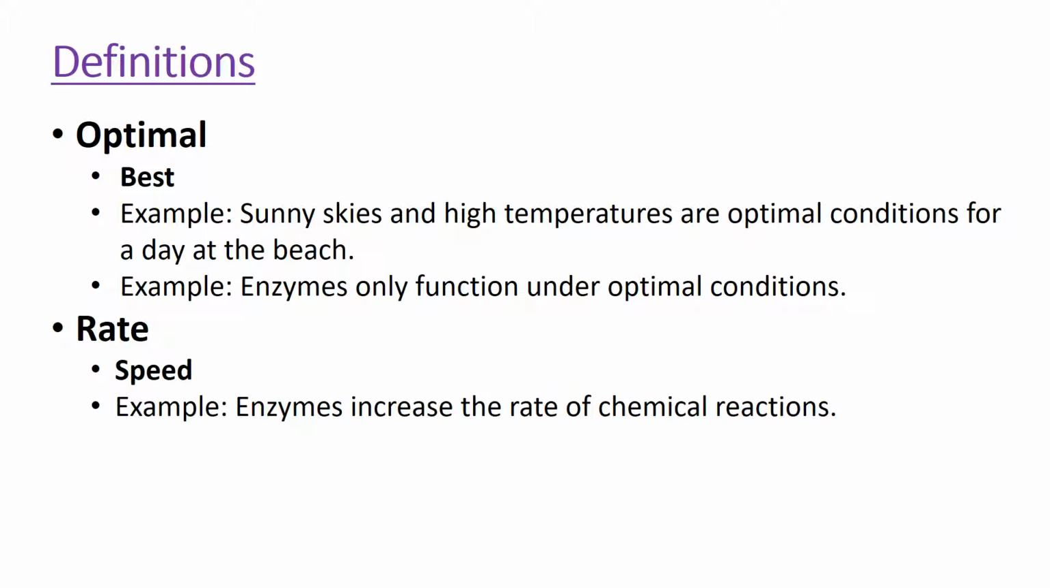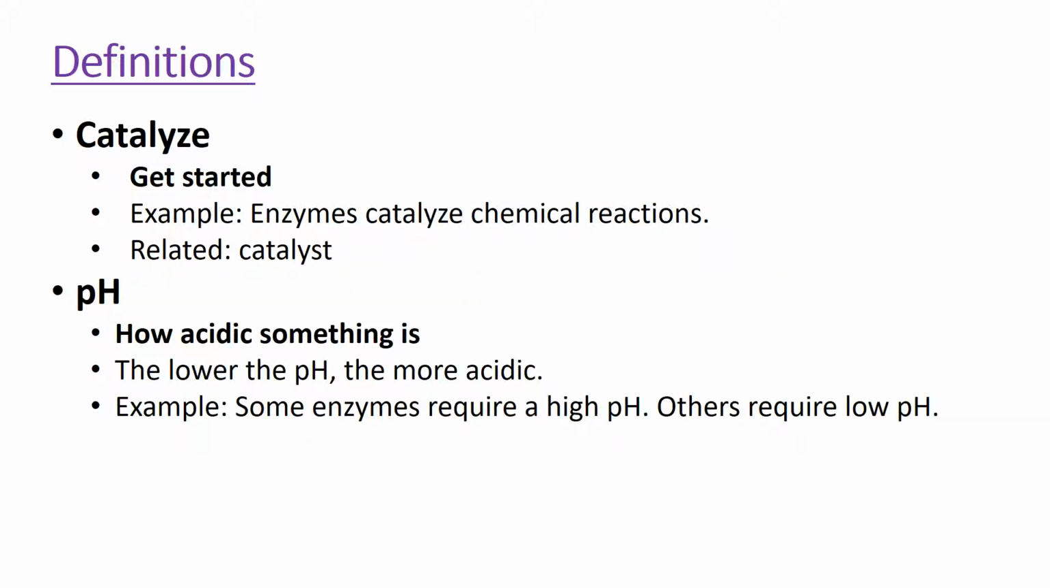for that enzyme. Rate means speed. For example, enzymes increase the rate of chemical reactions. They increase the speed of a chemical reaction. To catalyze something is to get it started. For example, enzymes catalyze chemical reactions. That just means enzymes get chemical reactions started. And a related word is catalyst. A catalyst is anything that catalyzes. So enzymes are catalysts. pH refers to how acidic something is.